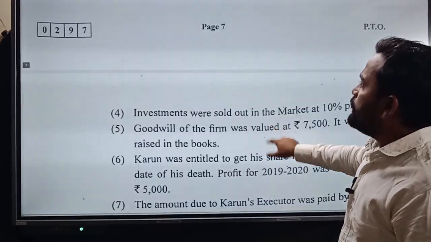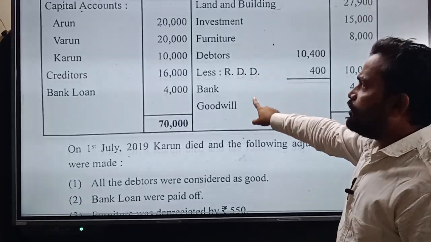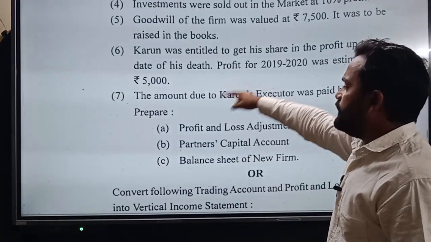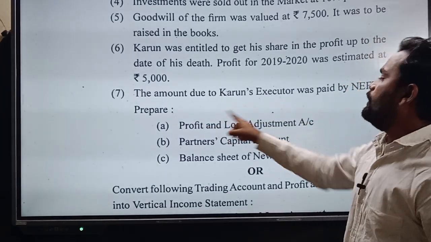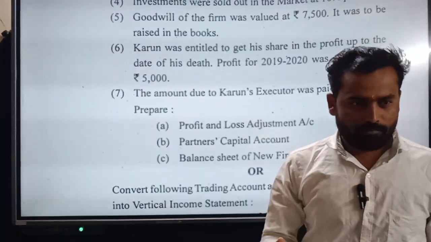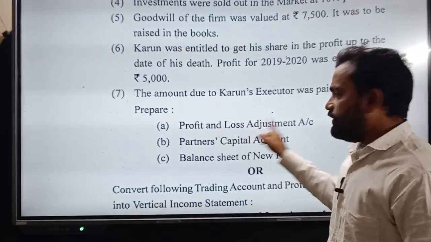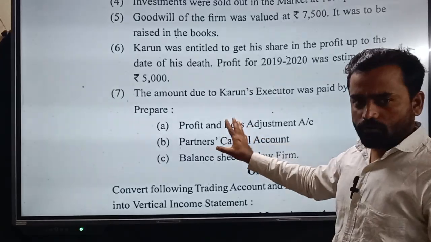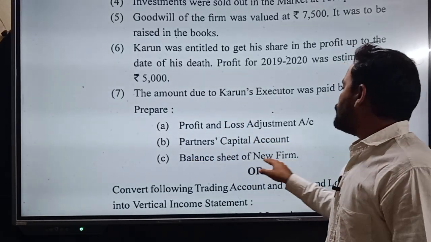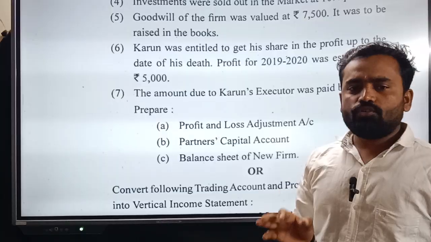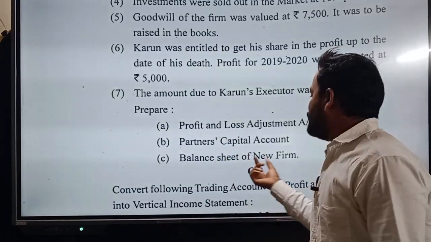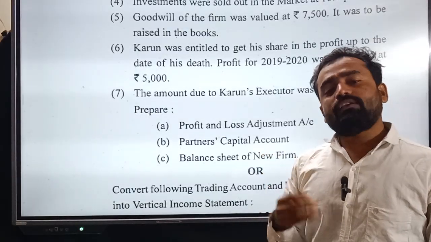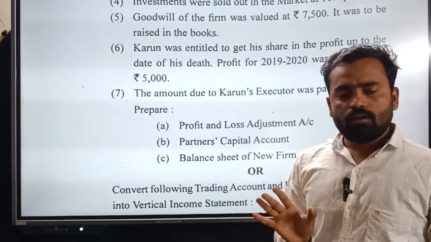Question number 5 is the death or financial statement question. In this death question you are given the balance sheet of the previous year and then adjustments. You prepare the profit and loss adjustment account, which means the revaluation account. The partners capital account is compulsory. These 2 accounts are compulsory, and then the balance sheet of the new firm is given. Sometimes they ask for the balance sheet of the new firm, or sometimes the calculation of goodwill and the calculation of profit and loss suspense. So remember it.